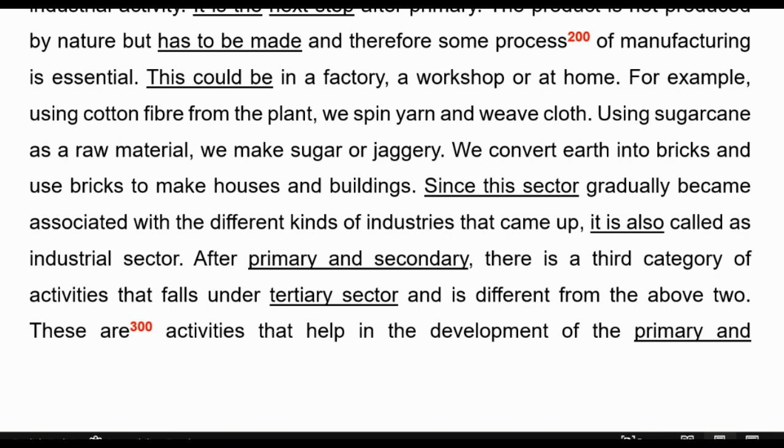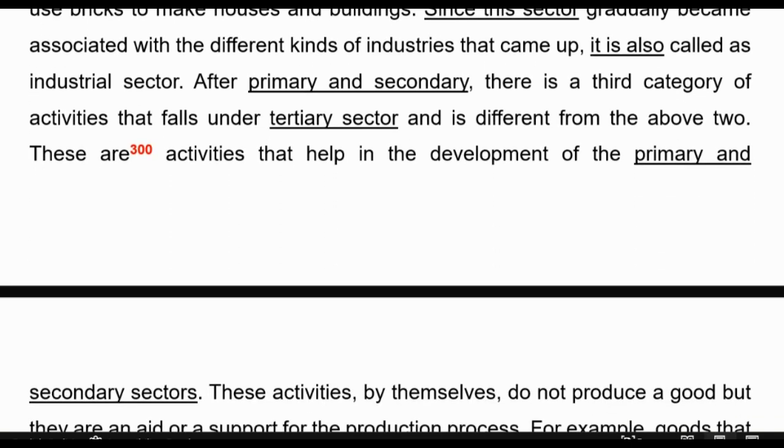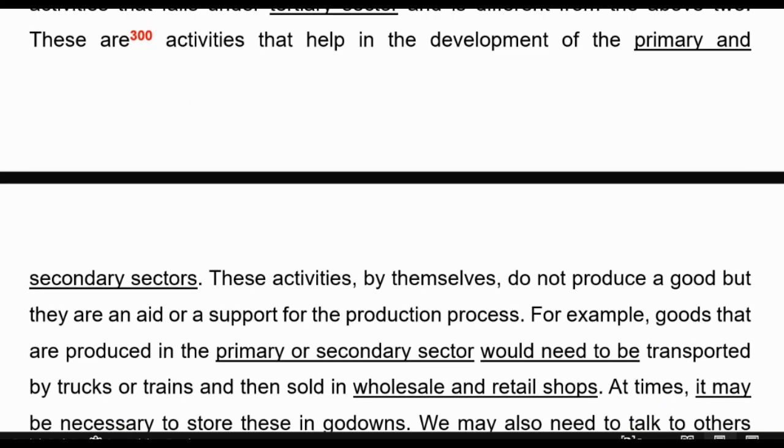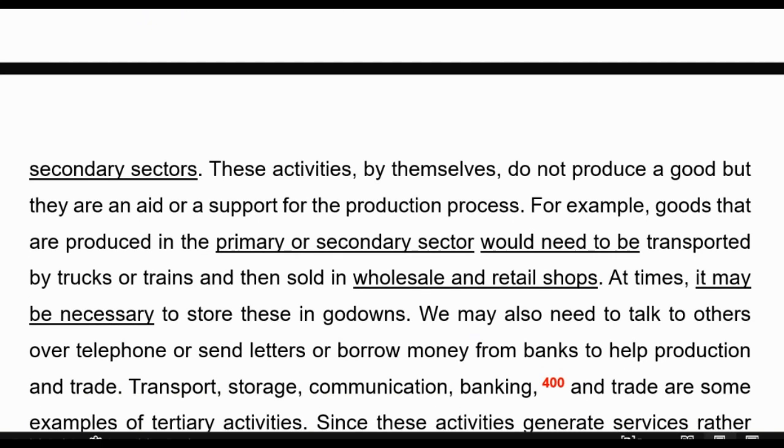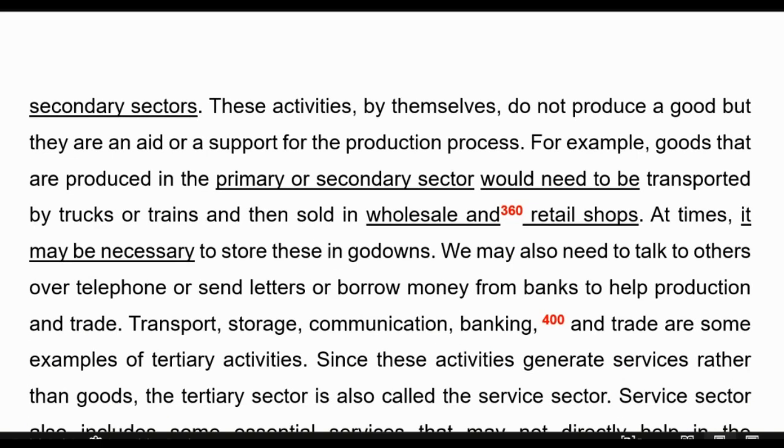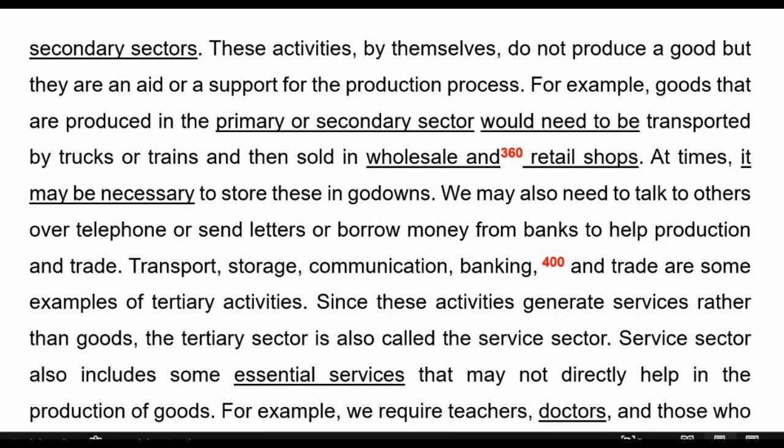These are activities that help in the development of the primary and secondary sectors. These activities by themselves do not produce a good, but they are an aid or a support for the production process. For example, goods that are produced in the primary or secondary sector would need to be transported by trucks or trains and then sold in wholesale and retail shops. At times, it may be necessary to store these in godowns.